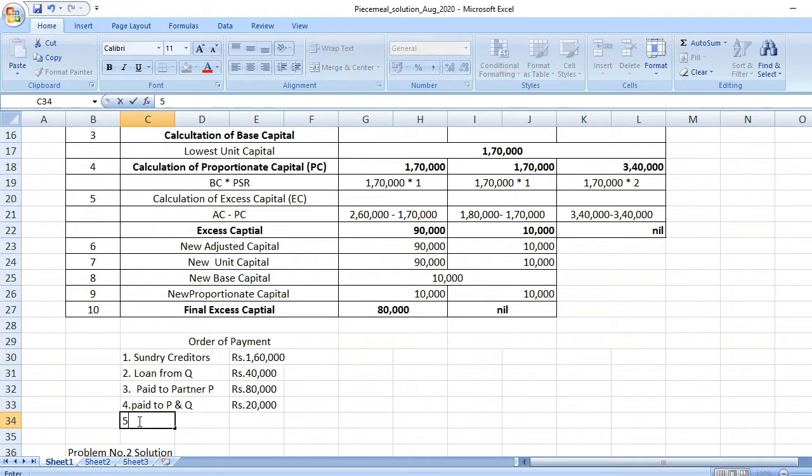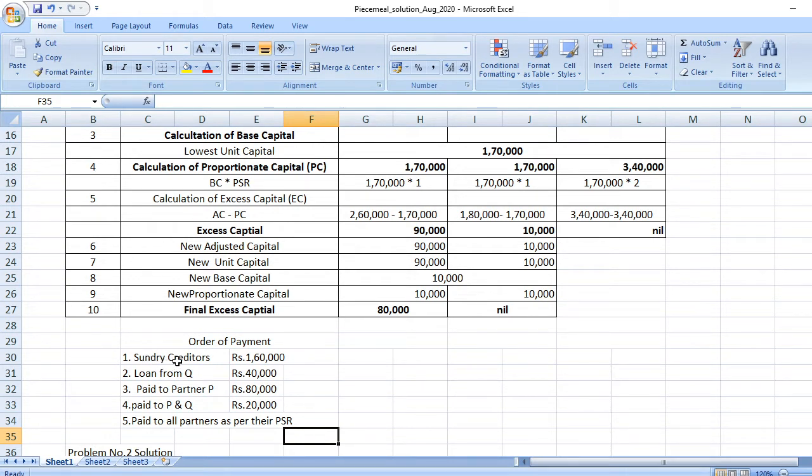Then after that, whatever amount remains is paid to all partners as per their profit sharing ratio. You see friends, the order of payment is very important.